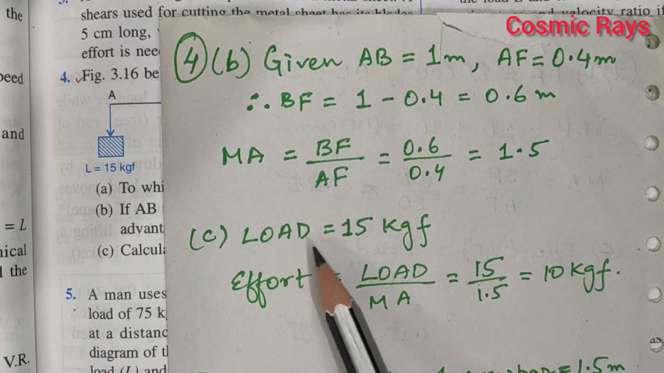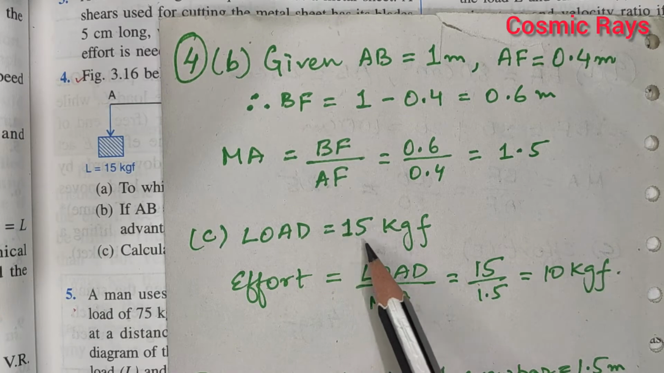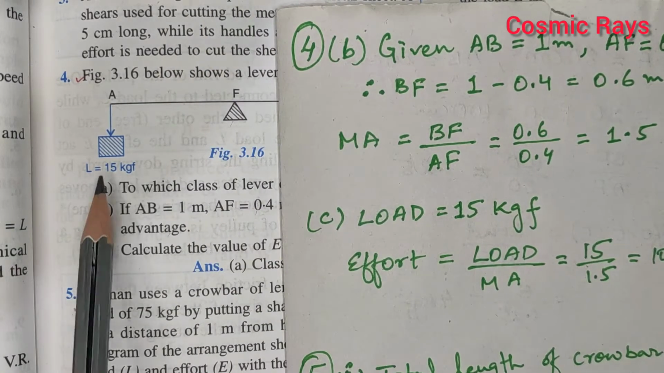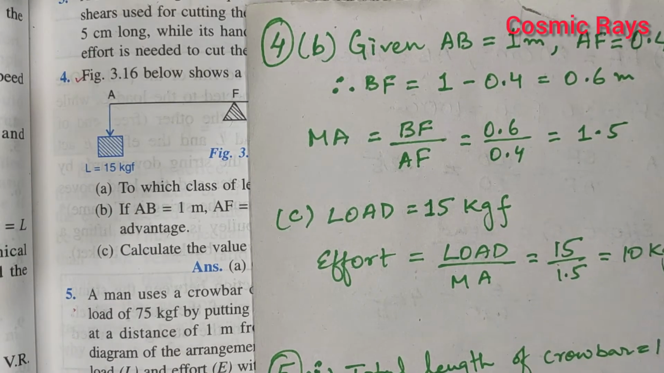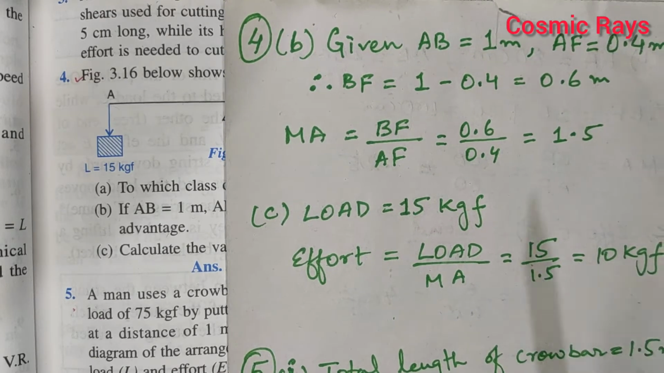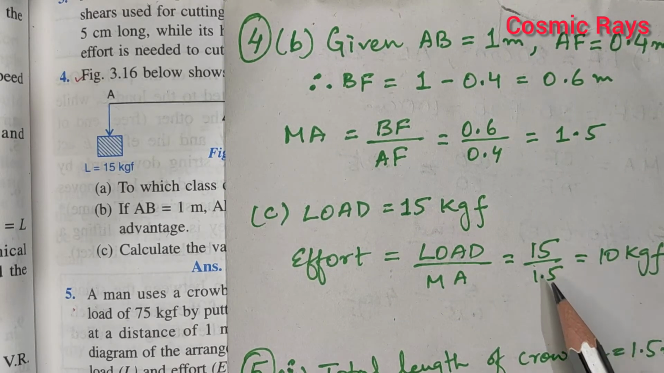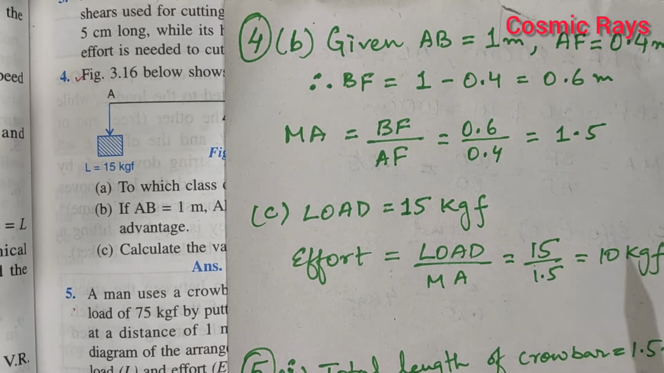So load is equal to 15 kgf. Here they have shown in the figure. Now effort is equal to load divided by mechanical advantage. So load is 15 divided by 1.5. We get it as 10 kgf. Effort required is 10 kgf.